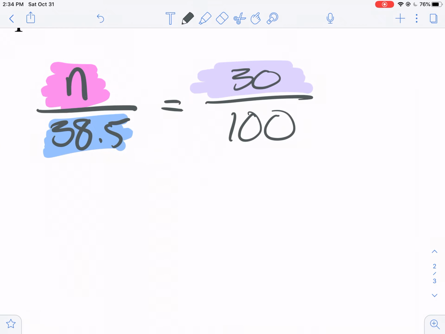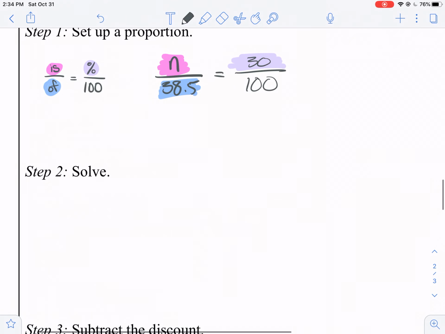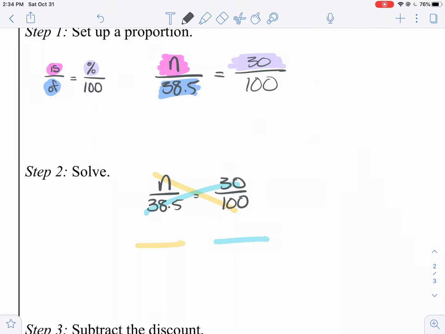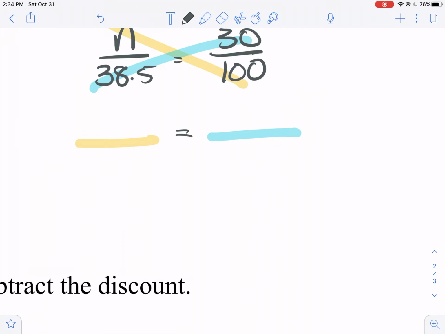We got our proportion. Now let's solve our proportion. We have n over 38.5 equals 30 over 100. So we do our cross product mathemagic. And that results in, see, I didn't say yields, I said results this time. 100n equals 30 times 38.5, which is, oh shoot, hold on.